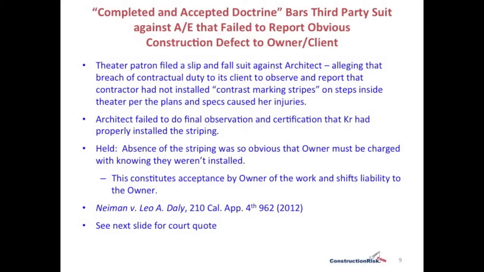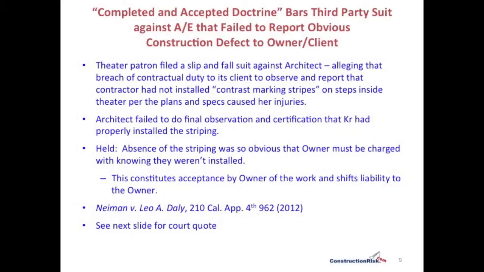Now, the architect failed to do a final observation and certification that the contractor had properly installed the striping. The court held that the absence of the striping was so obvious that the owner must be charged with knowing that the striping wasn't installed. In other words, it was a patent absence. It wasn't something that the owner could only discover much later. It was obvious right now. And this constitutes acceptance by the owner of the work and shifts the liability to the owner.